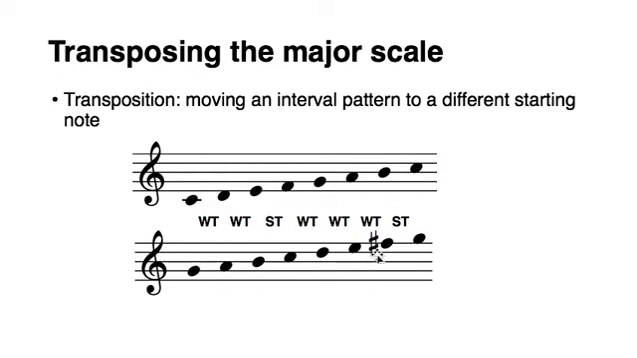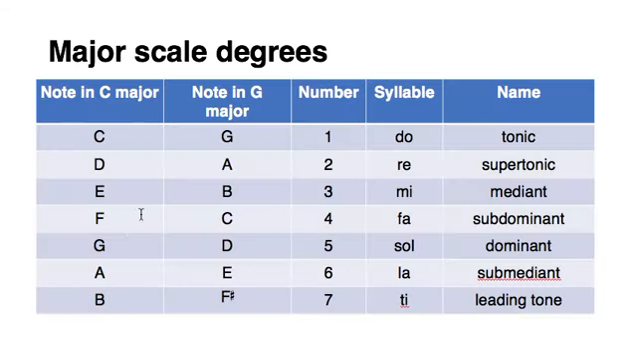Right? So you can see that the accidental was necessary so that we could abide by the intervallic pattern, the recipe of whole tones and semitones of a major scale. If we look here at the same graph that I showed you before, where I have the notes in C major and now the notes in G major, you'll see that the scale degree numbers are applied to them in this way. G is scale degree 1, or Do, or also called tonic. Scale degree 2 is A, Re, supertonic, etc.